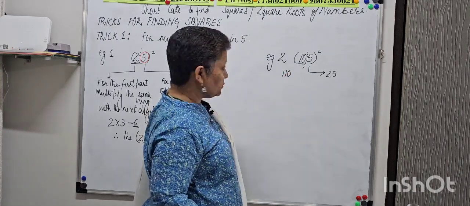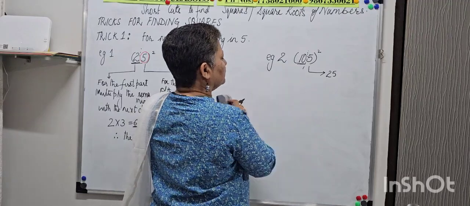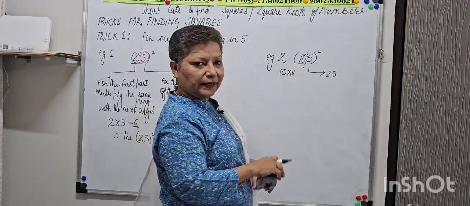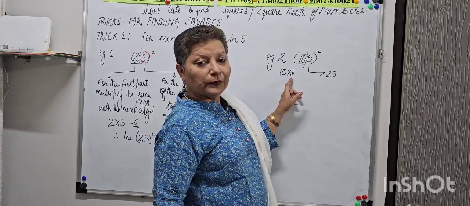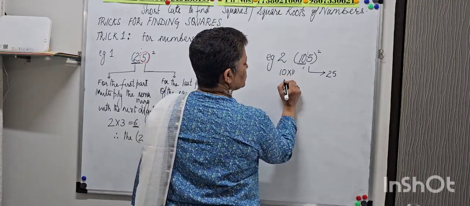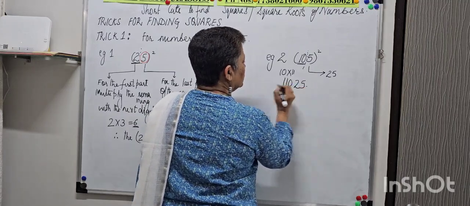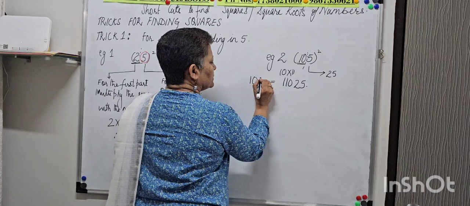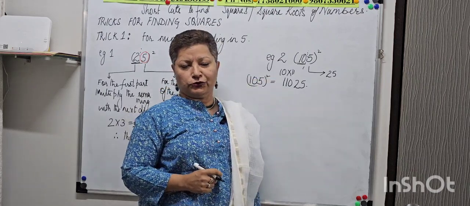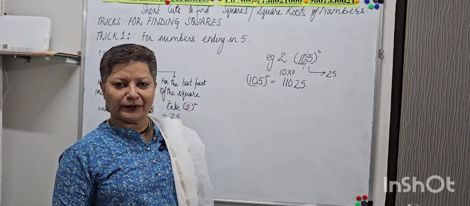If you wish, I'll write it for you again, if you are not very comfortable. Just one example. So 10 is the balance number, which I picked up and multiplied with the next number. So this becomes 110. And from here I have 25. So the square of 105 is 11025. Easy. In fact, I think you could not make a mistake with this exercise.